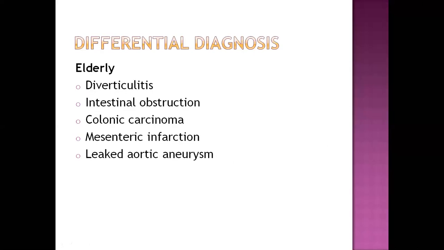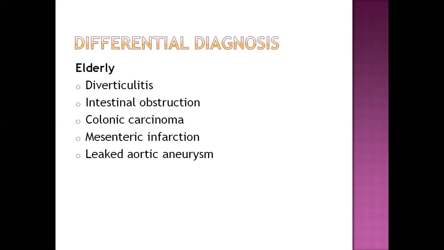In the elderly, diverticulitis, intestinal obstruction, colonic carcinoma, mesenteric infarction, and leaked aortic aneurysm may be confused with appendicitis. Diverticulitis is more common in the left colon, usually the sigmoid and descending colon. A free sigmoid colon is very unlikely, but it can be confused with appendicitis. These are diagnosed on CT scan and/or lower GI endoscopy.